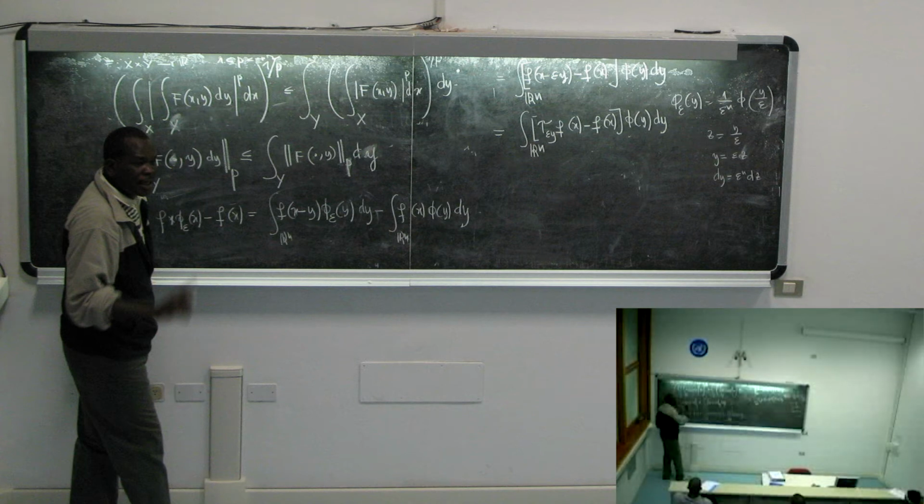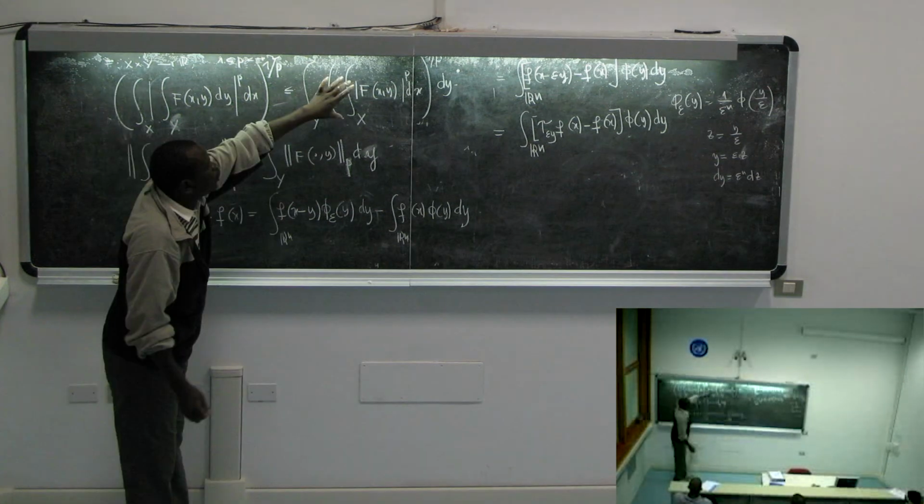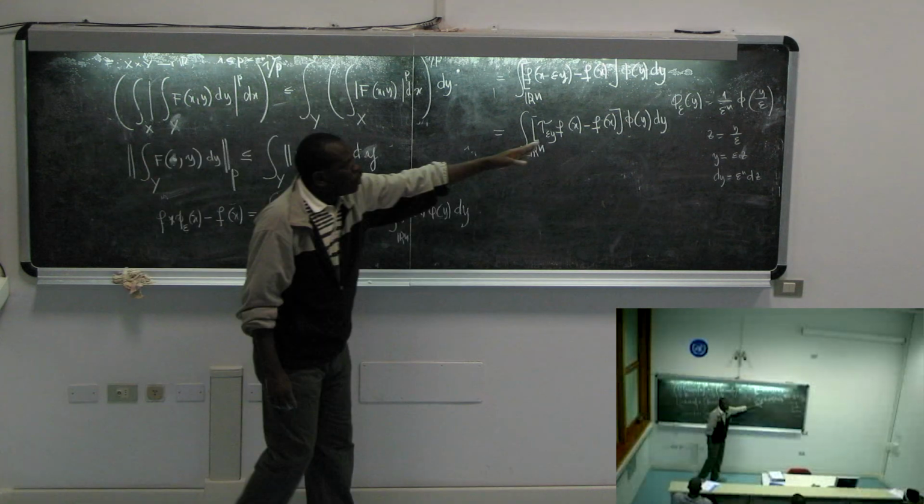So before we use this inequality, we first need to estimate this term. If this term is finite, then this inequality is true. If this is a finite term, then this term also is finite, and the inequality is true. So now that we have this Minkowski inequality, this is the only one we will use here.